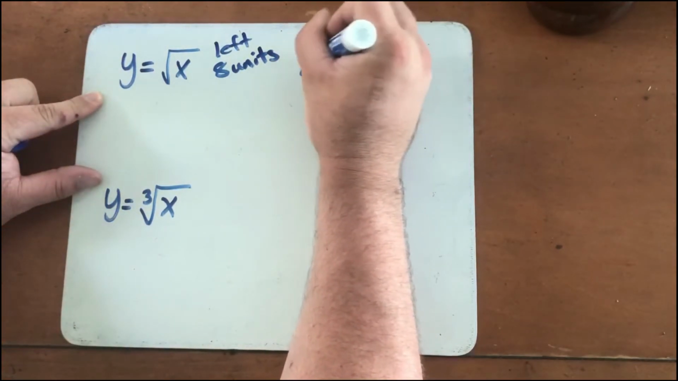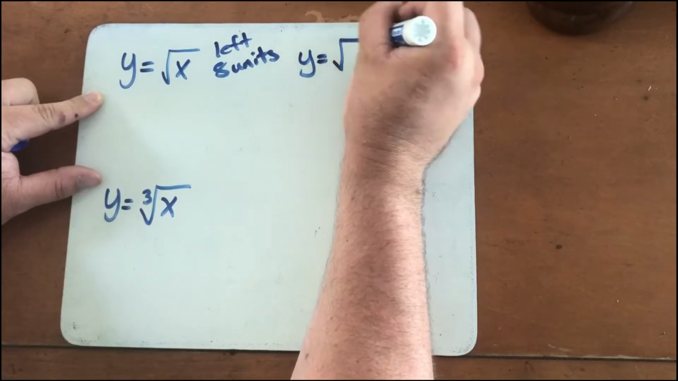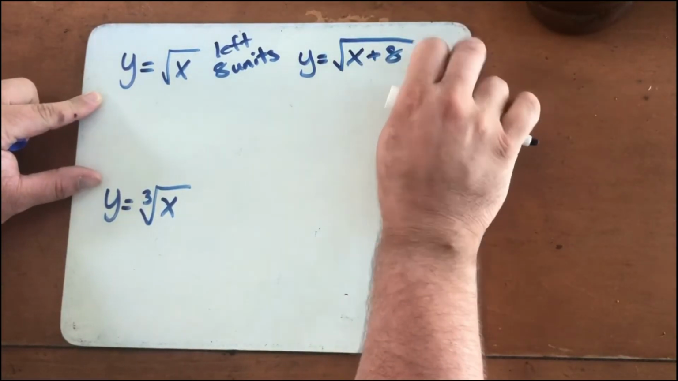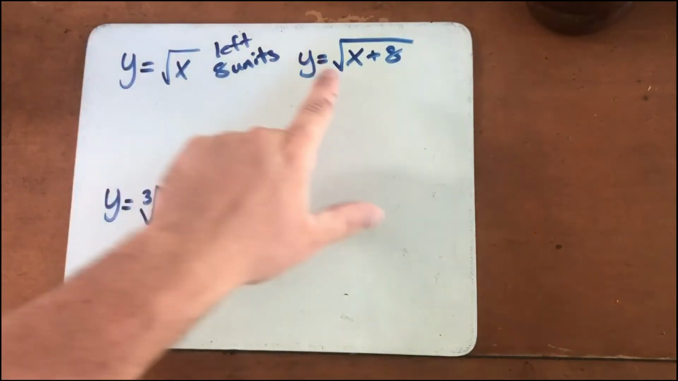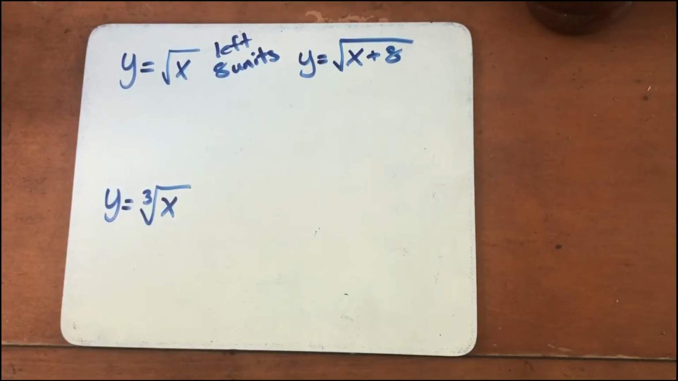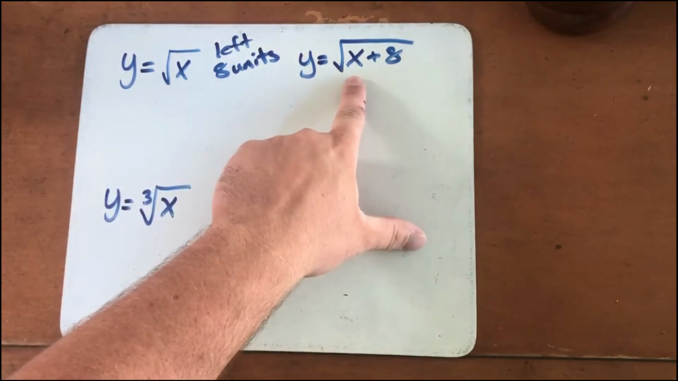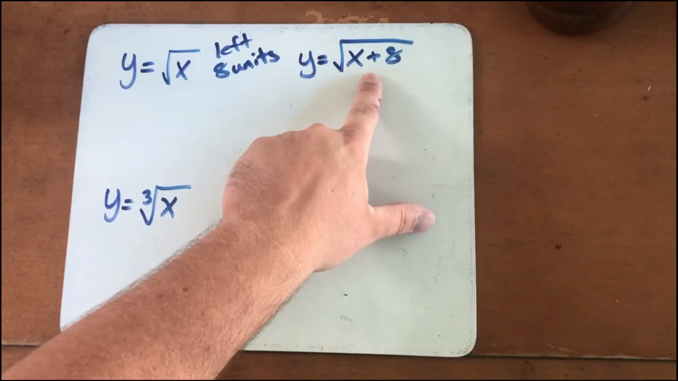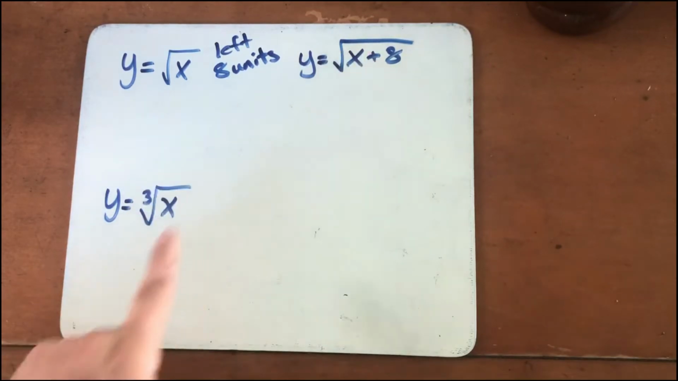And in order to group it, I have the square root of x plus 8. Notice I extended that bar to include the plus 8. Square root by itself is a grouping symbol. So this is the parent function of y equals the square root of x, shifted to the left 8 units.